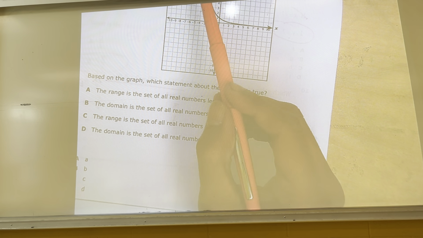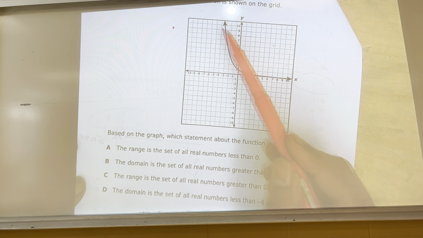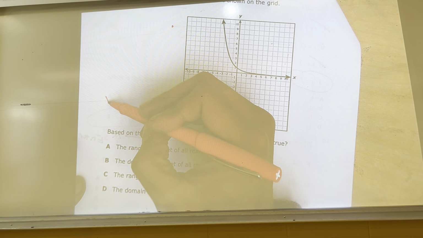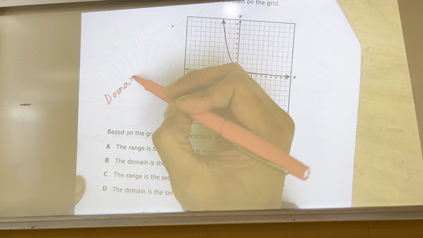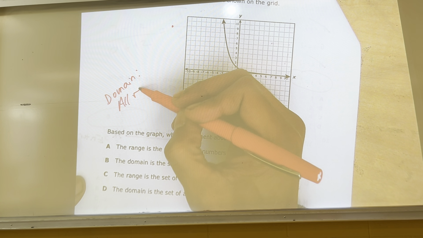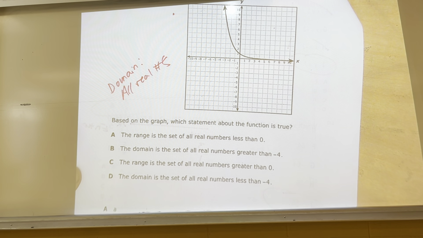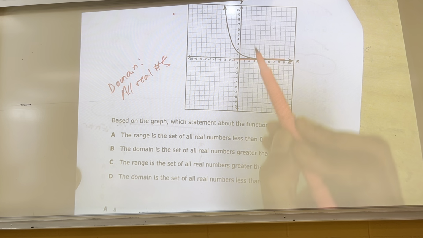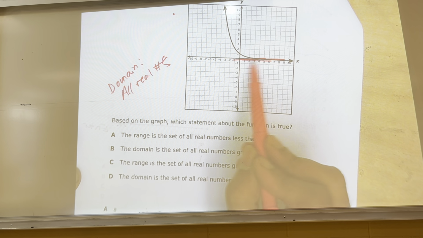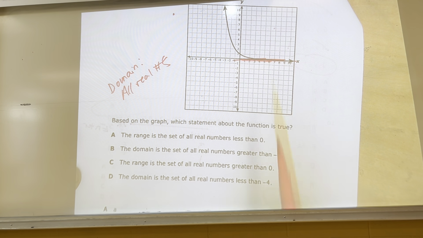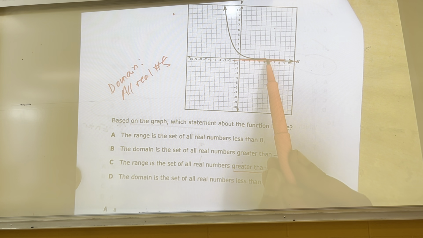Number 11. Okay, the domain has arrows here and here. The domain is all real numbers. The range is the lowest point to the highest point. So it only goes as low as 0. It's everything above 0 as well. So the range is the set of all real numbers greater than or equal to 0. Everything from 0 and above.